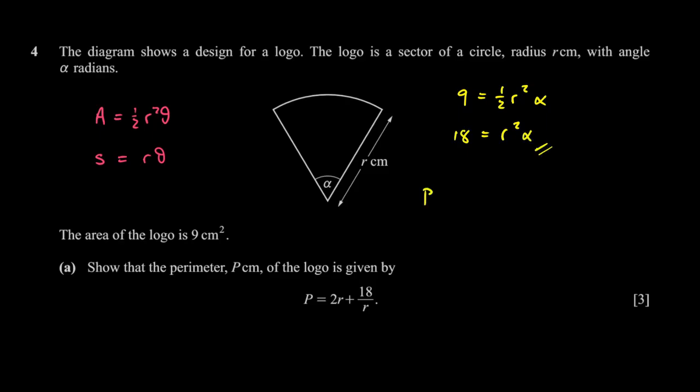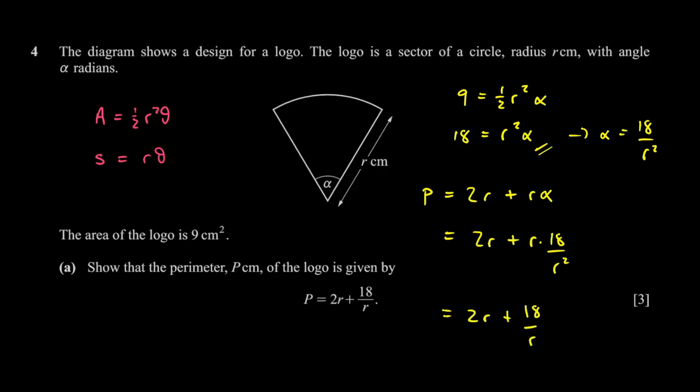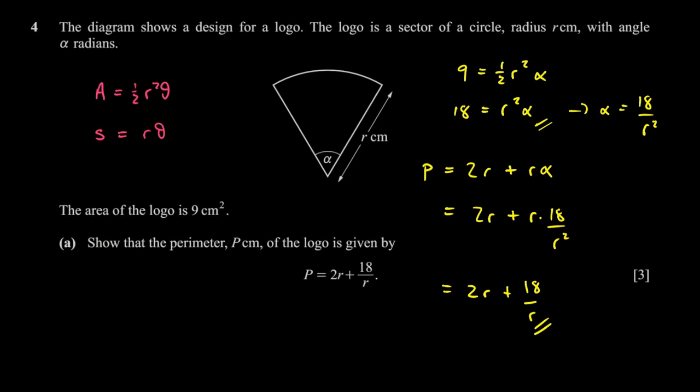How do we get the perimeter? Well, the perimeter is going to be these two lengths here. So that length and that length. So two lots of r plus the arc length. So we're going to have 2r plus r theta. Or rather r alpha in this case, right? Because alpha is the angle. Well, if we use this relationship here, we could rearrange this such that alpha is equal to 18 upon r squared. So if I just substitute that into here, I've got 2r plus r times 18 upon r squared, which is equal to 2r plus 18 upon r. Okay, so we've done that for part A.